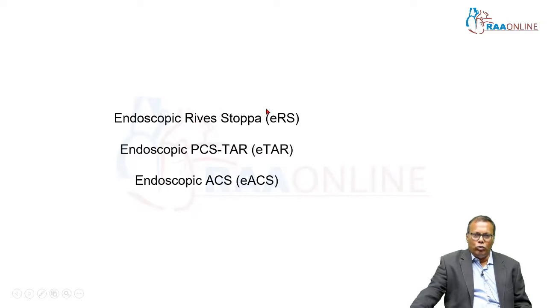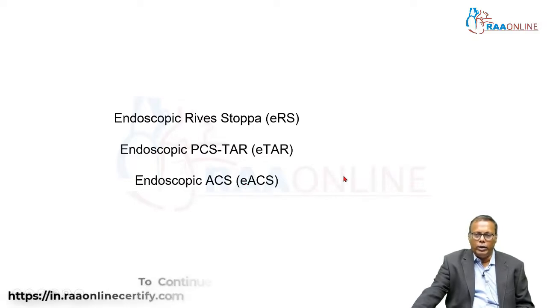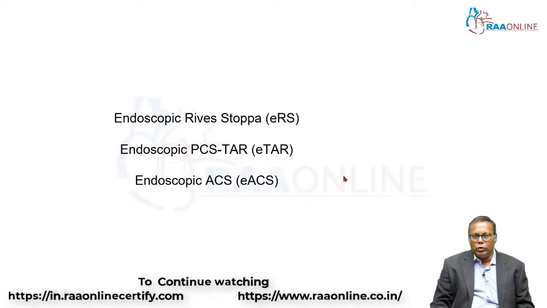This is the Rives-Stoppa repair, which has been in vogue for many years and has now become popularized because of this endoscopic Rives-Stoppa approach. Now when you divide the transverse abdominis muscle, it is called an endoscopic posterior component separation, along with a transverse abdominis release, or eTAR approach. You can also do an anterior component separation through endoscopic means, in which case it's called an endoscopic component separation. So these are the various approaches for placement of the mesh. We will come to that one by one.